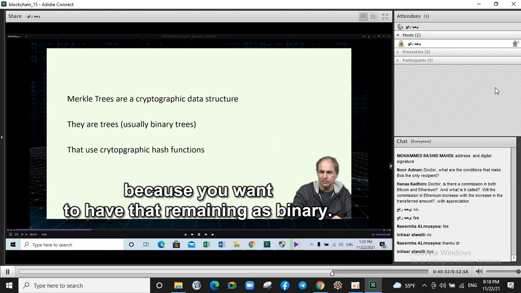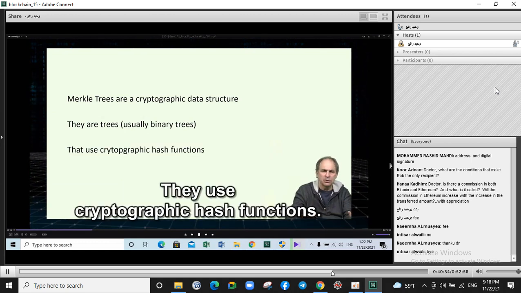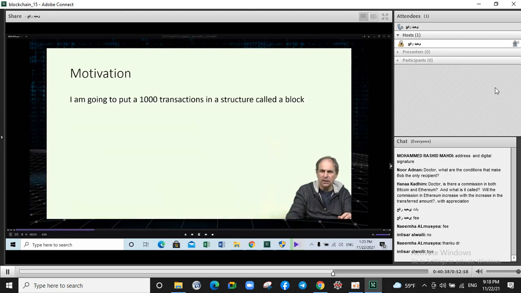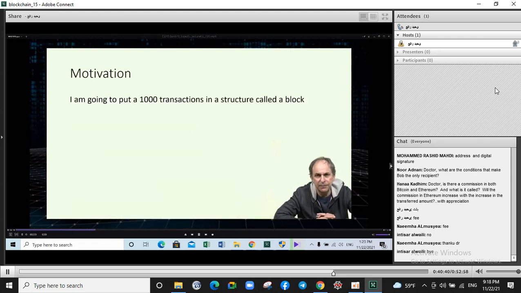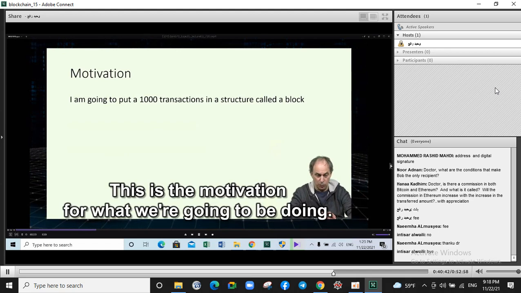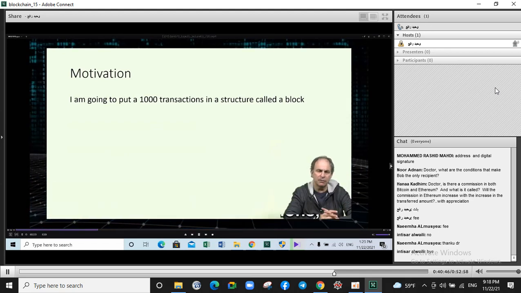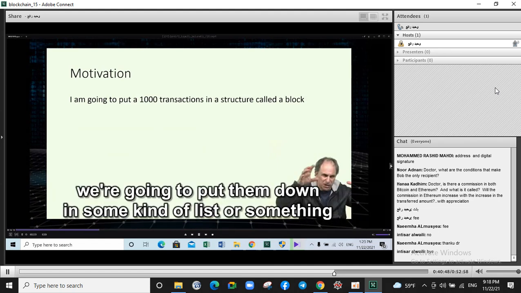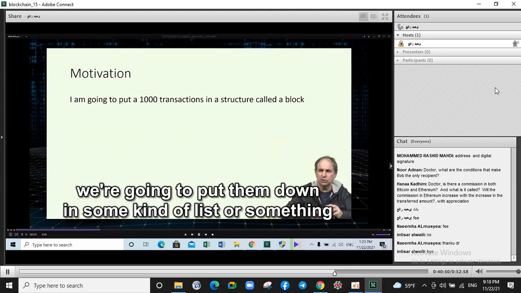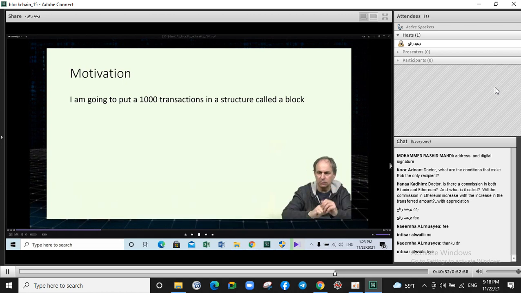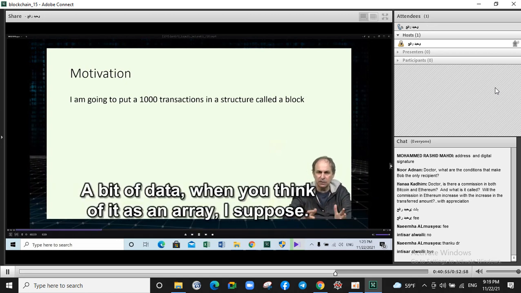Okay. Right. Here's the motivation for what we're going to be doing. We want to put 1,000 transactions in a structure called a block. We have 1,000 transactions. We're going to put them down in some kind of list and make a block out of it. A bit of data. We can think of it as an array, I suppose. In that way, it's a block. It's just a list of things.